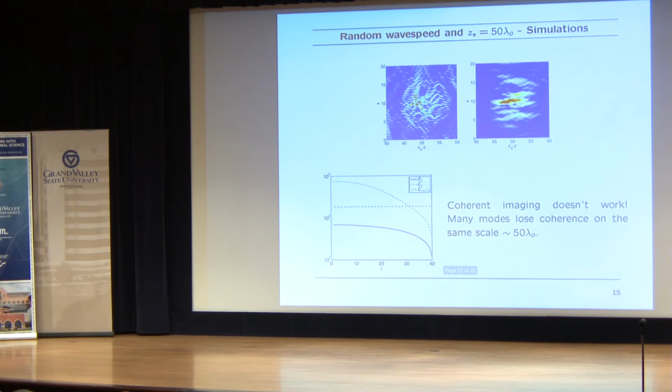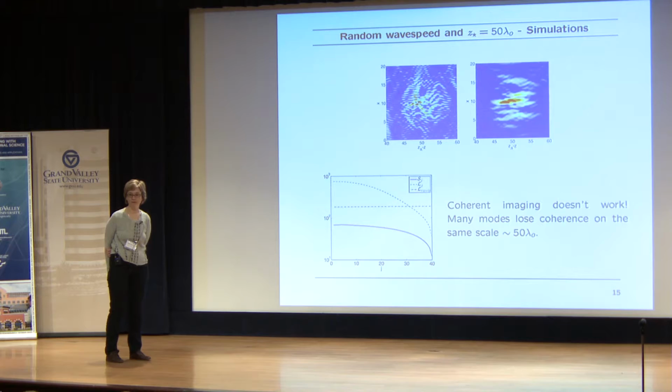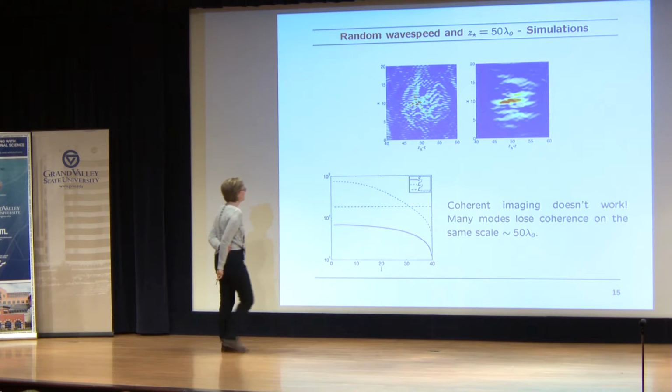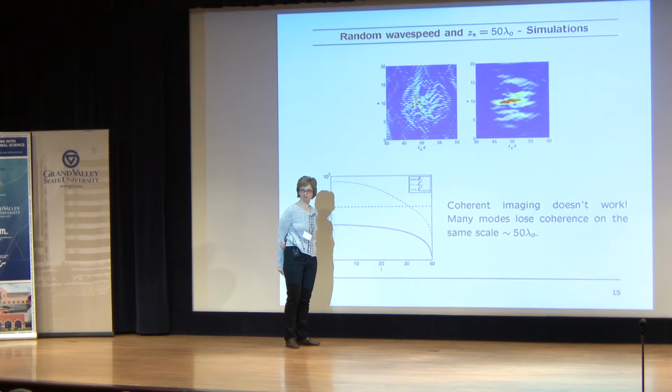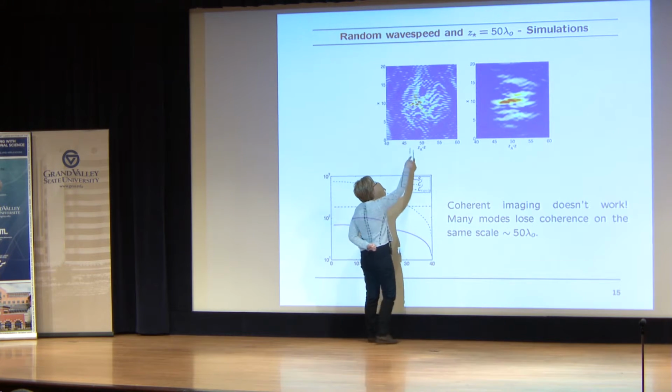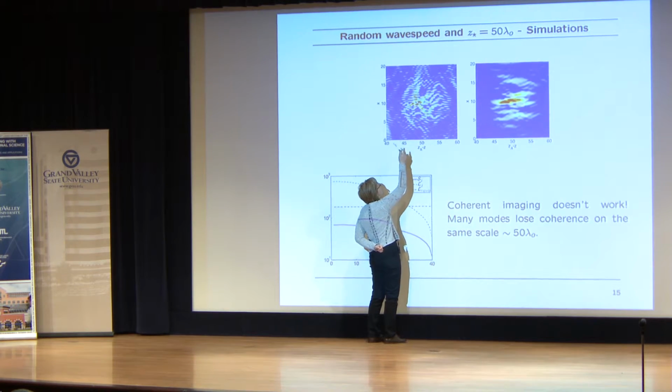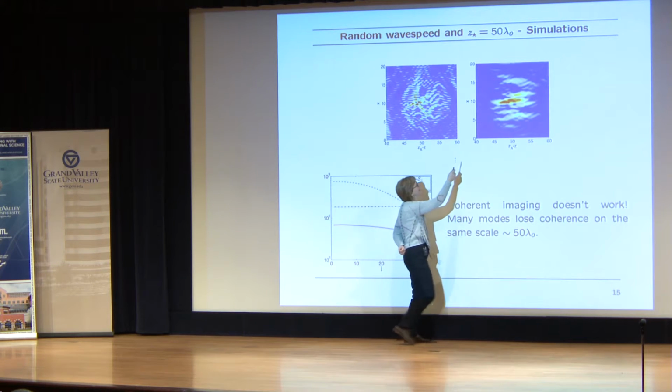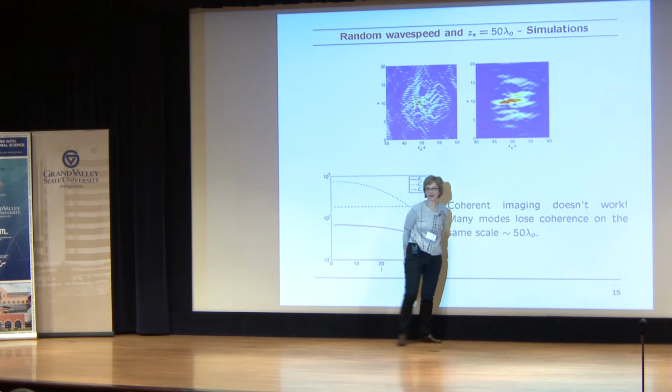Now, however, if you go to a random medium, this simulation corresponds to waves propagating in a waveguide filled with a random medium. The boundaries are flat, but the medium is random. And the source is actually closer to the array, at only 50 wavelengths. So this is a strong random medium. This is how the image looks. It's bad. And this is after the optimization. It is not good either.